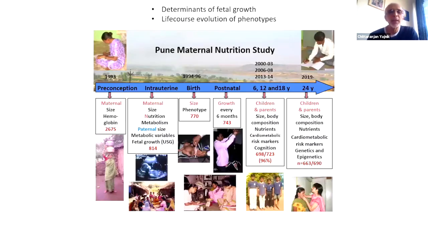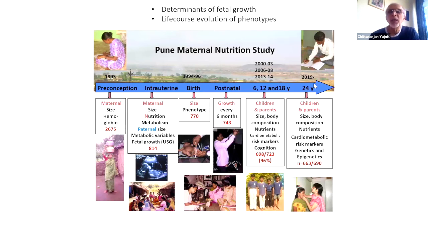So the Pune Maternal Nutrition Study is the first pre-conceptional birth cohort in India. I don't know of any other birth cohorts in India which are pre-conceptional. And this was set up to find out determinants of fetal growth in India because Indian babies, as I said, are the smallest in the world, with an average birth weight of only 2.7 kg. And to study life course evolution of phenotypes, because in a birth cohort you can do that by studying the mother, then the baby when it is growing, and then following up the baby, mother and the father over long periods of time. So we set up the Pune Maternal Nutrition Study in 1993.